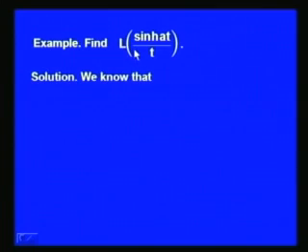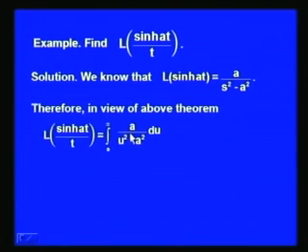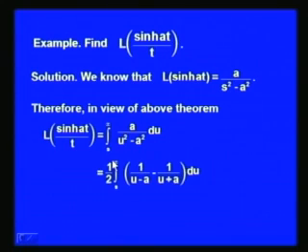Let us take an example based on this theorem. Let us find the Laplace transform of sinh(at)/t. We know from our previous lecture on Laplace transformation that the Laplace transform of sinh(at) is a over s² minus a². Therefore, in view of the above theorem, the Laplace transform of sinh(at)/t will be equal to integral s to infinity of the Laplace transform of sinh(at), which is a over u² minus a². So, we integrate a over u² minus a² with respect to u and substitute the limits s and infinity to get the desired Laplace transform.